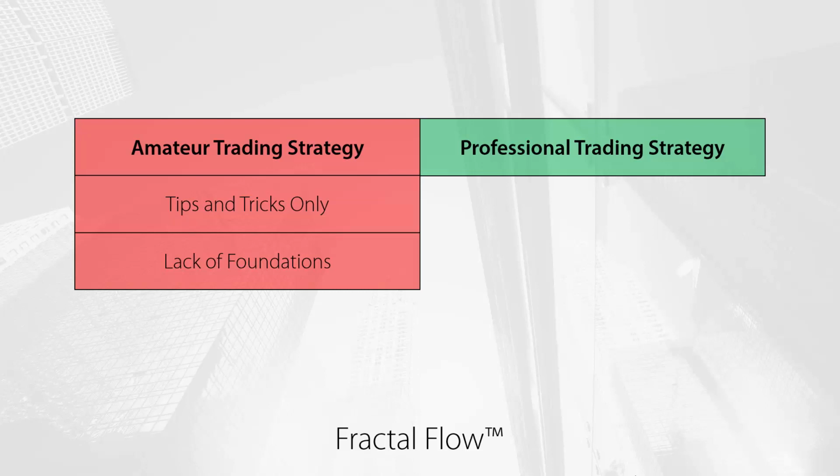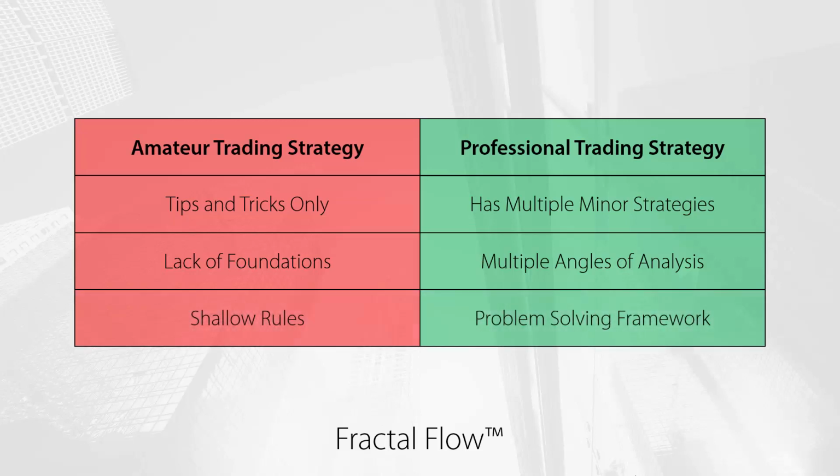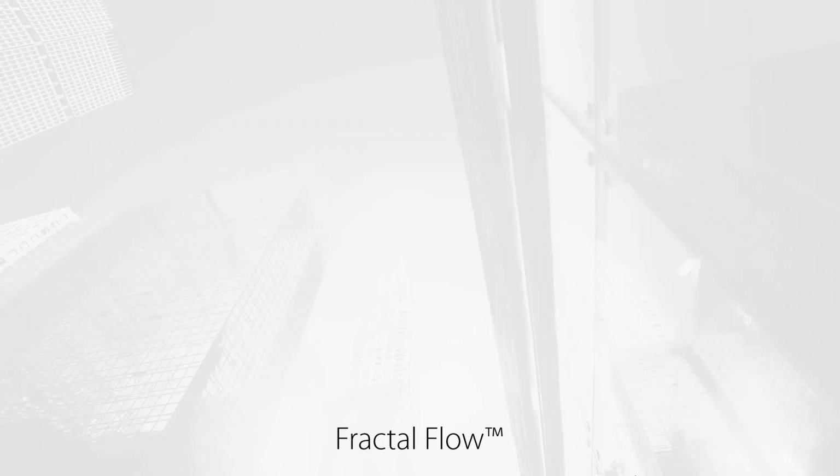On the other hand, a professional strategy is composed of multiple minor strategies and it covers many different angles of analysis. In other words, a professional trading strategy has multiple strategies that are fully connected with one another and balance each other out. It also aims to provide a problem-solving framework instead of shallow rules to deal with inevitable problems that arise in trading. With that said, we obviously want to employ a professional trading strategy to achieve the best long-term results in our trading. This idea leads us to the recognition of the 6 dimensions of a professional trading strategy.